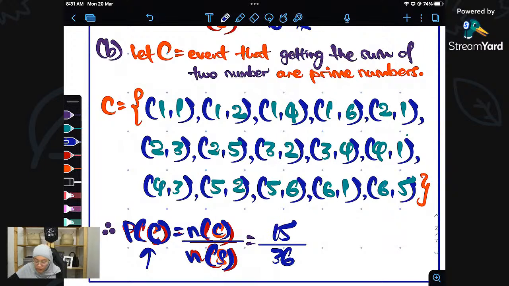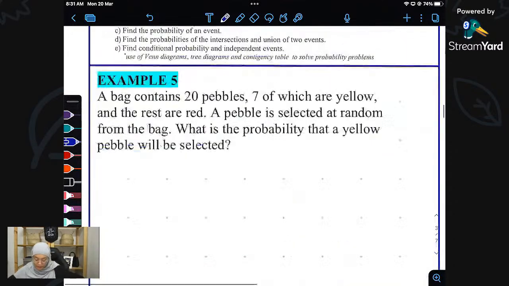Therefore, 15 over 36 is the answer for the probability of event C. There we go, we're done there. We are going to go to the next example.